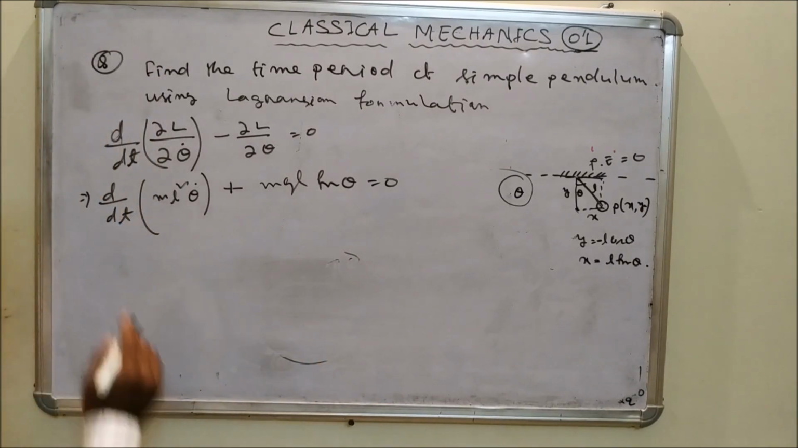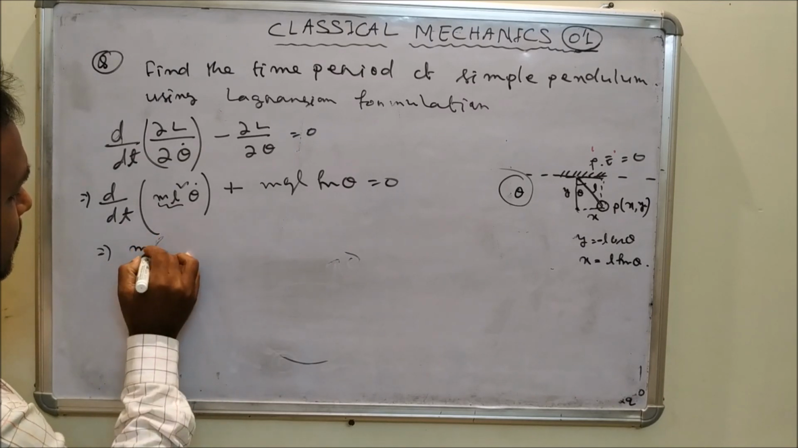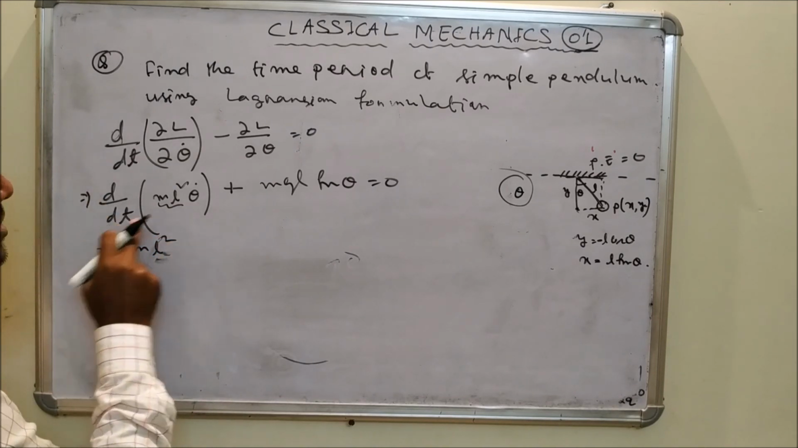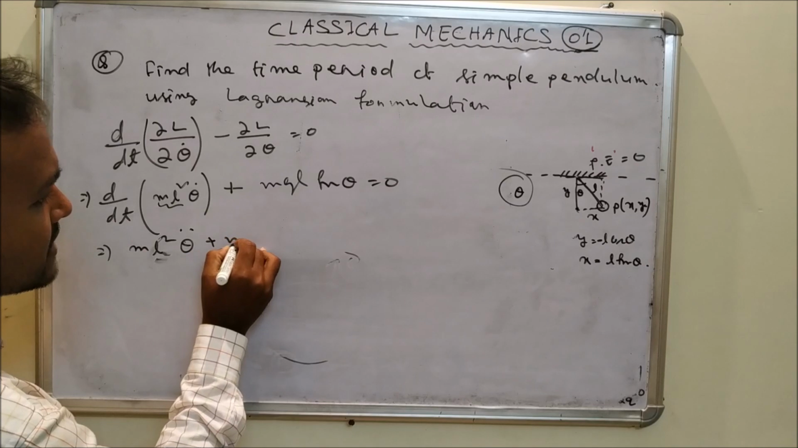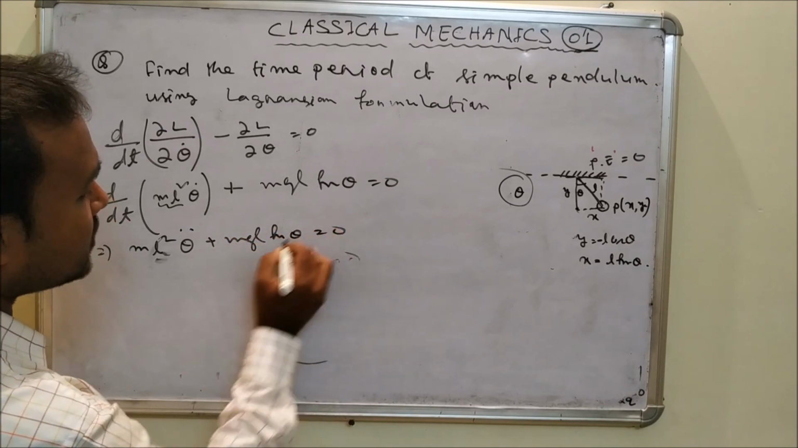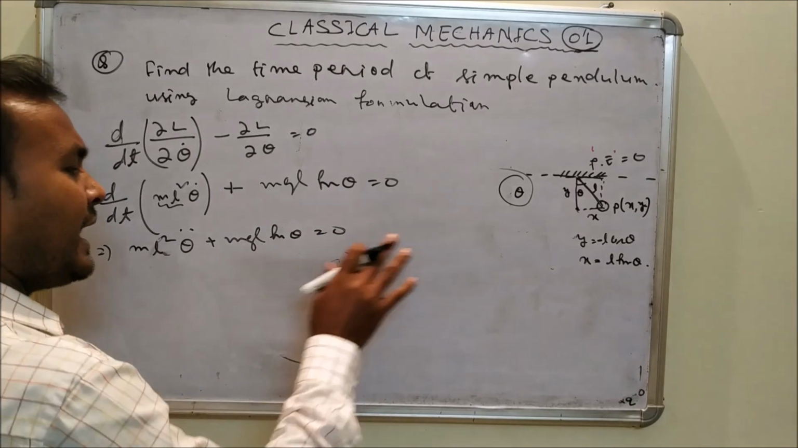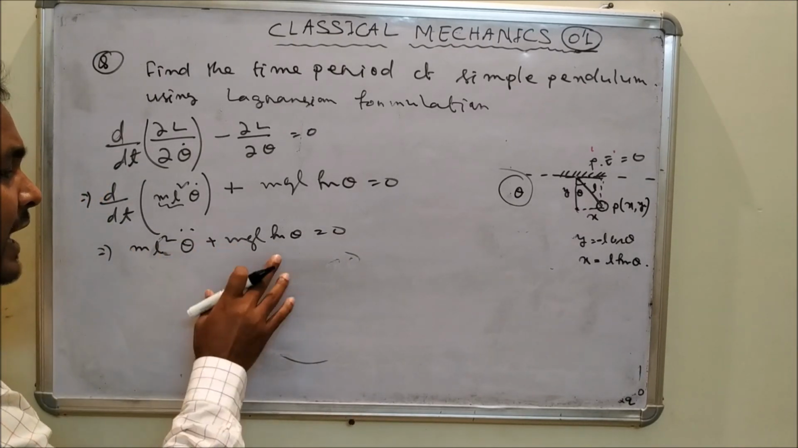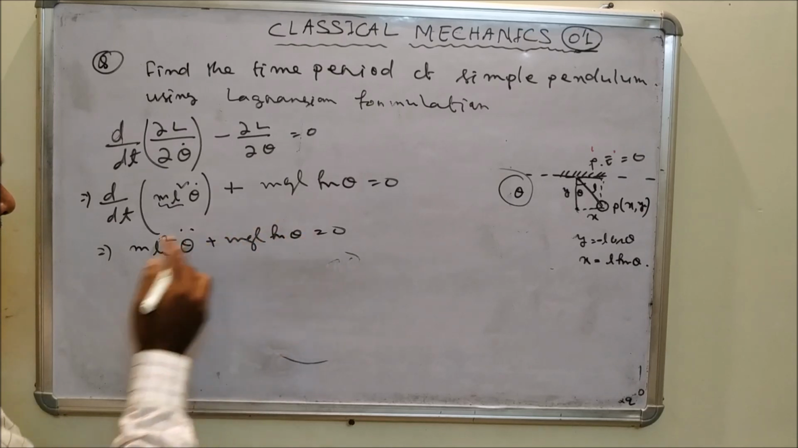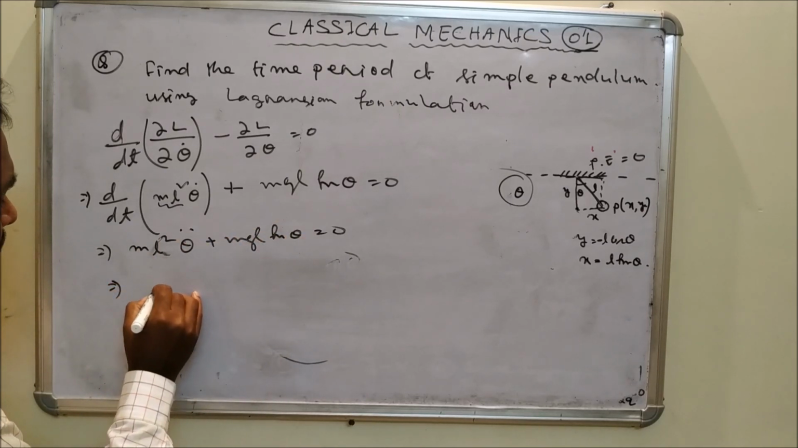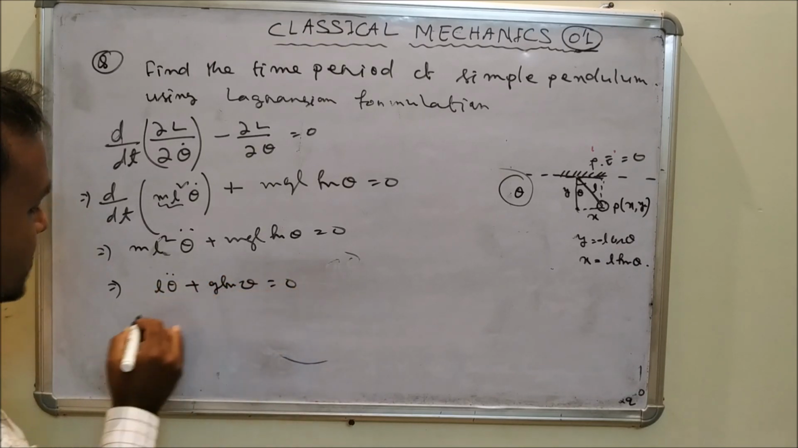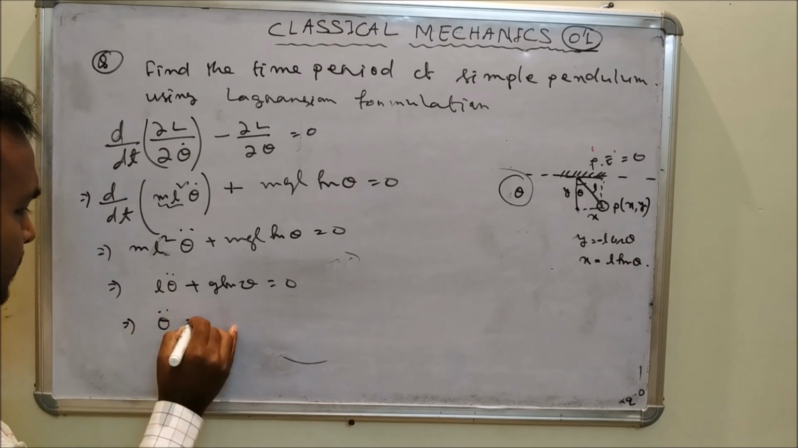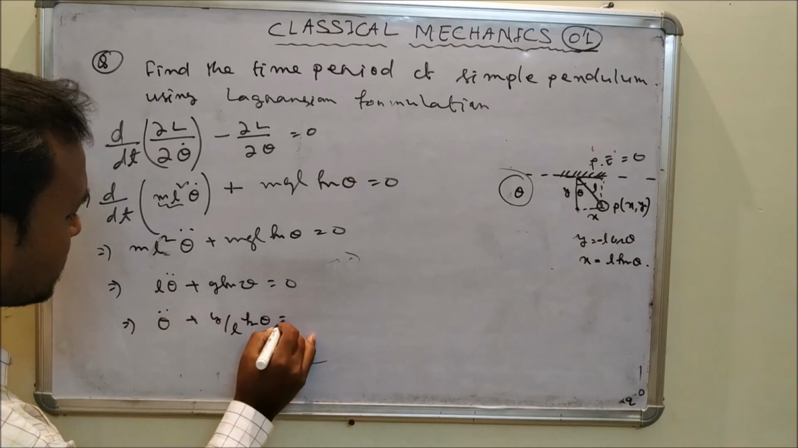Now, m L squared is a constant, right? Again d/dt with θ̇, so what it will be? m L squared θ double dot plus mgL sin θ is equal to 0. Now if I divide this equation by m and l on both sides, it will be L θ double dot plus g sin θ is equal to 0. So θ double dot plus g by L sin θ will be 0.